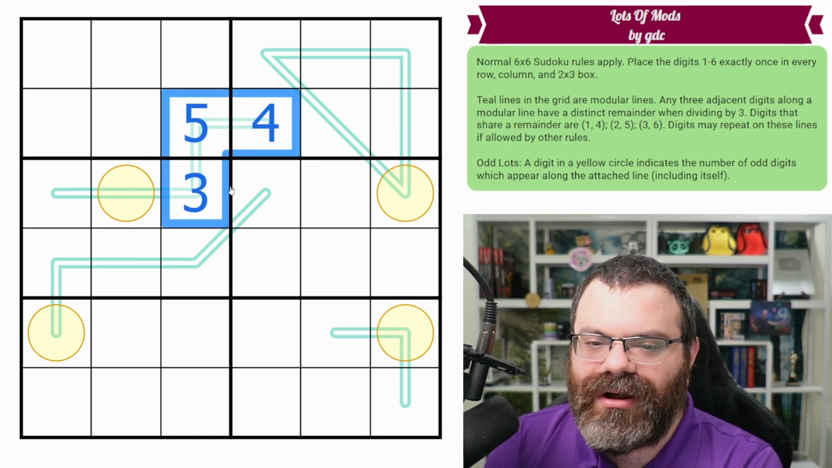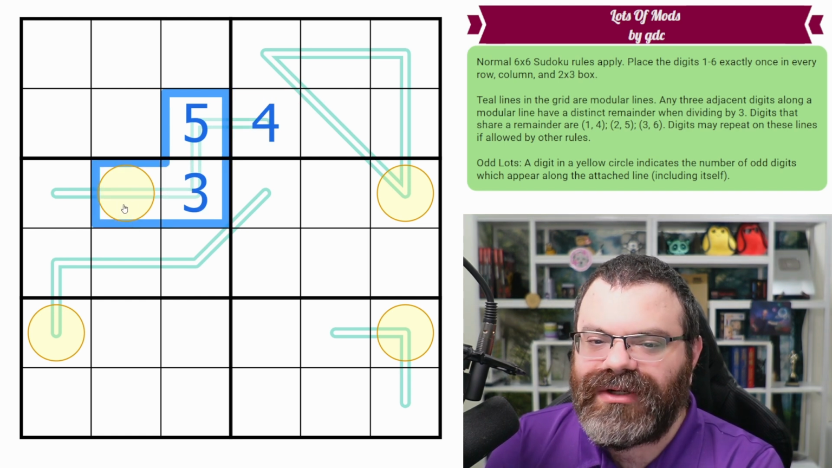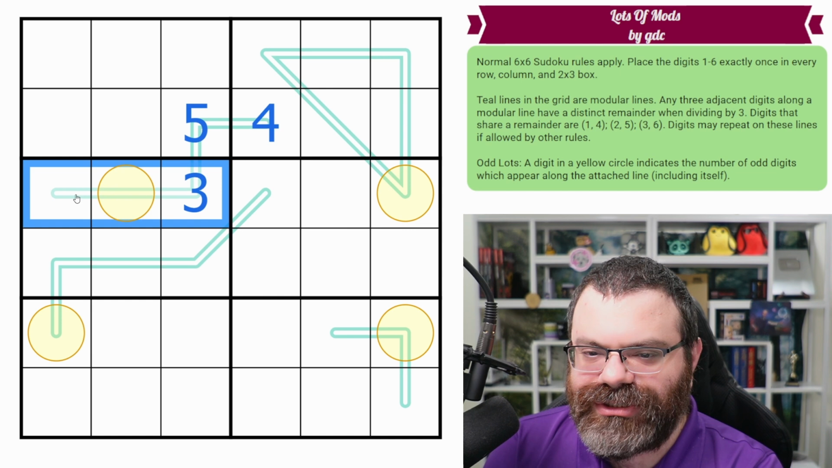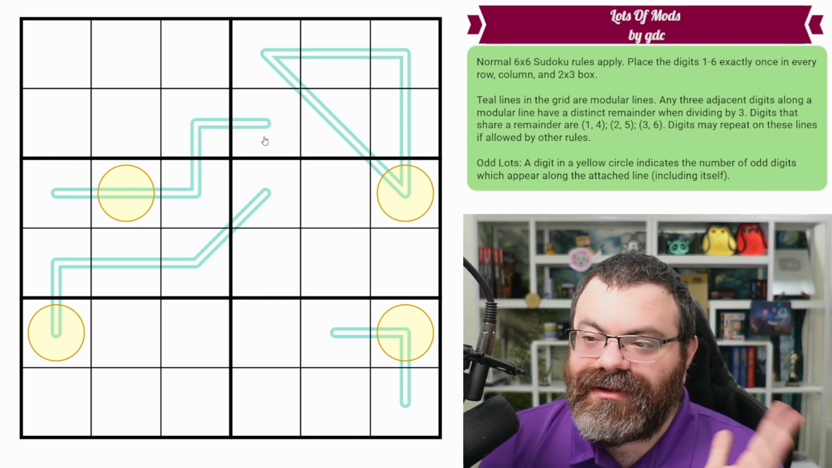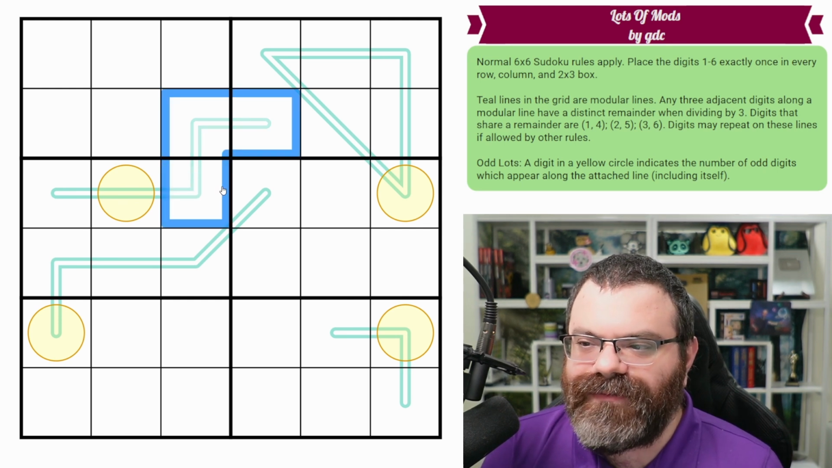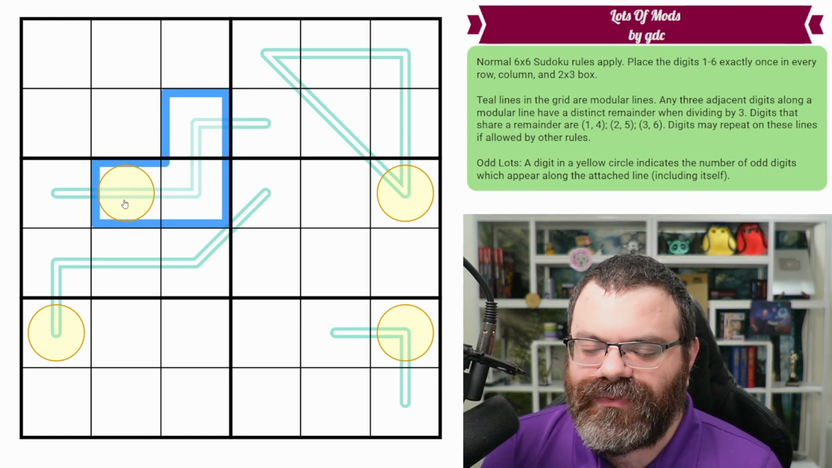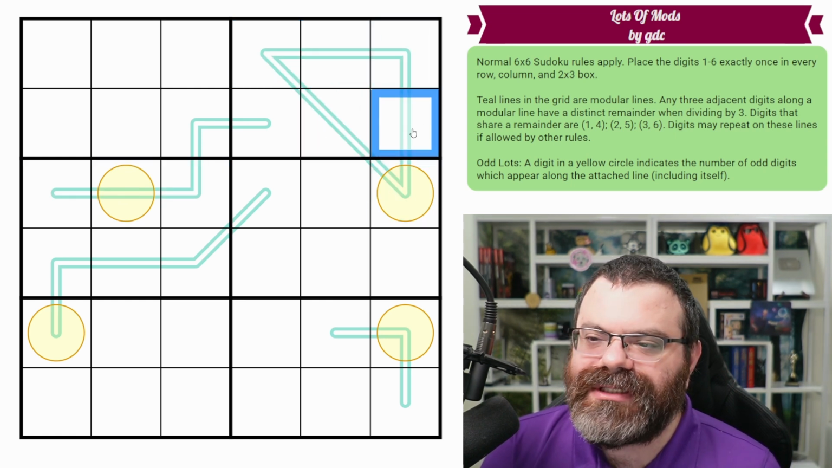And that's true of all groups of 3 along the line. So including this group of 3, we need 1 of each, and this group of 3, we need 1 of each. So they overlap. All right, hopefully that was clear. Just think of them as groups: 1, 4, 2, 5, 3, 6. You need 1 of each from each group on any 3 adjacent digits along the line. So these 3, these 3, these 3, these 3, etc.